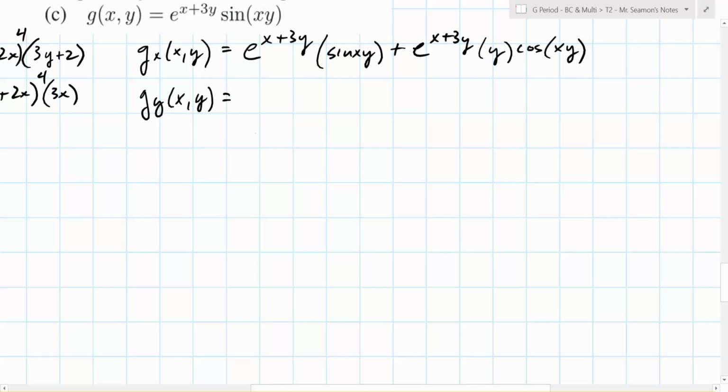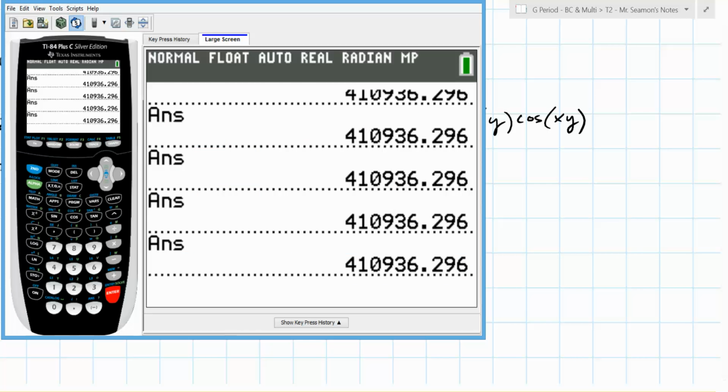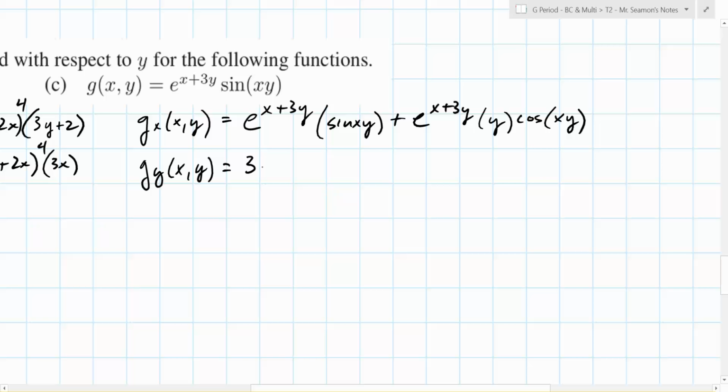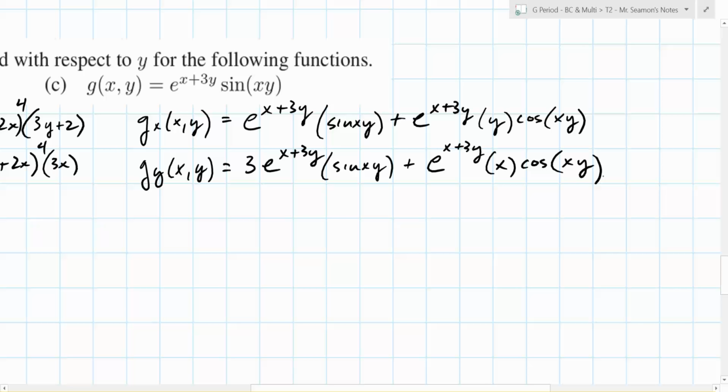So g_y(x, y), same idea, right? But what do you drop down? You do the derivative of the first. What goes out front? 3. The 3, right? 3e to the (x + 3y) times sine of xy. That's the derivative of the first times the second plus the first, e to the (x + 3y) times x cosine xy. Yeah. Wow. You just have to be really careful.